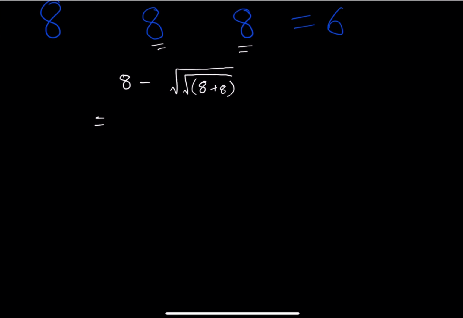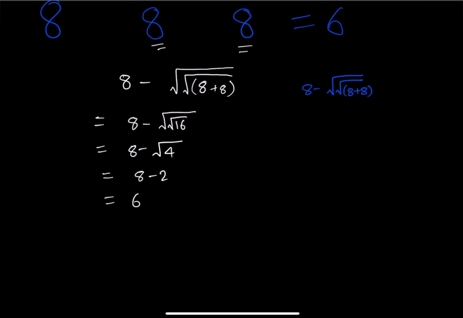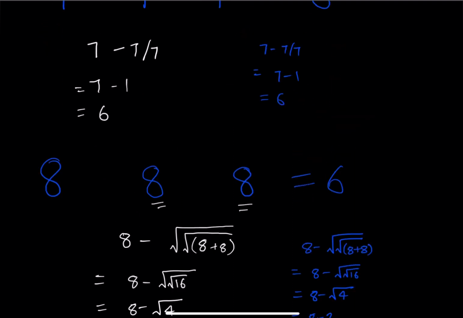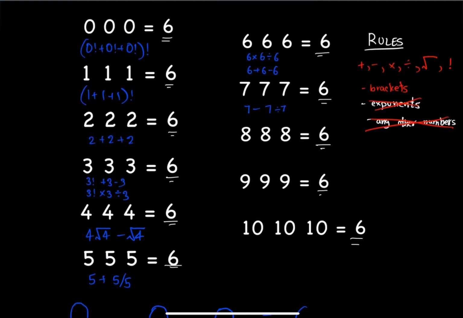So if that doesn't make sense, don't worry. I'll explain it. 8 minus the square root of 16 gives us 8 minus the square root of 4. Which gives us 8 minus 2, which in the end gives us 6. So I'm going to write that down right here. Okay, I'll write it once more right over here.